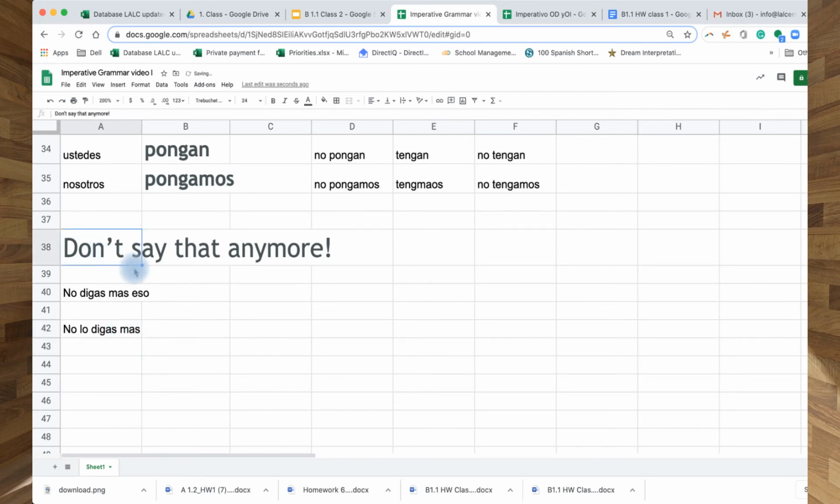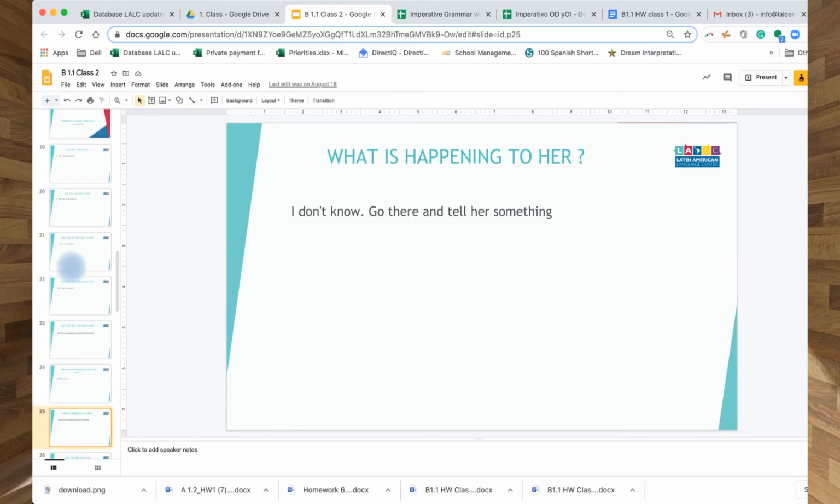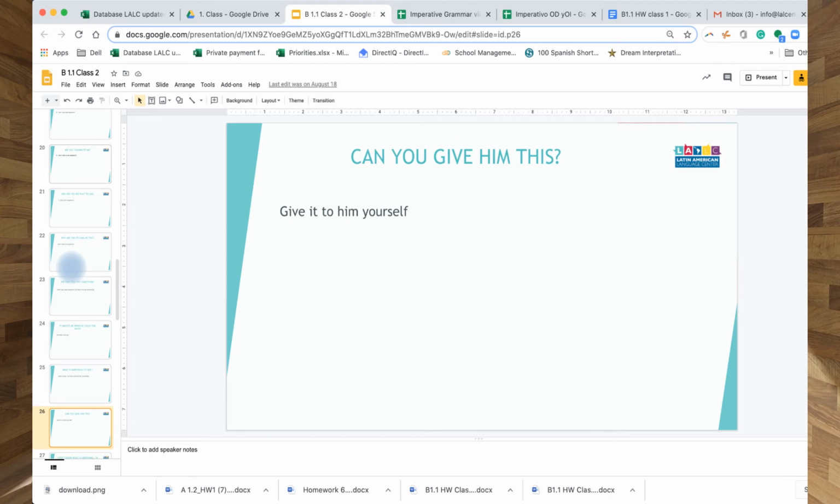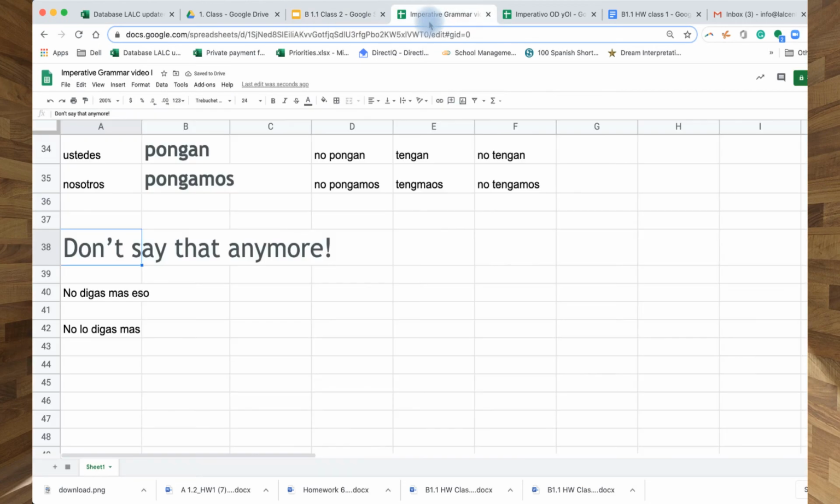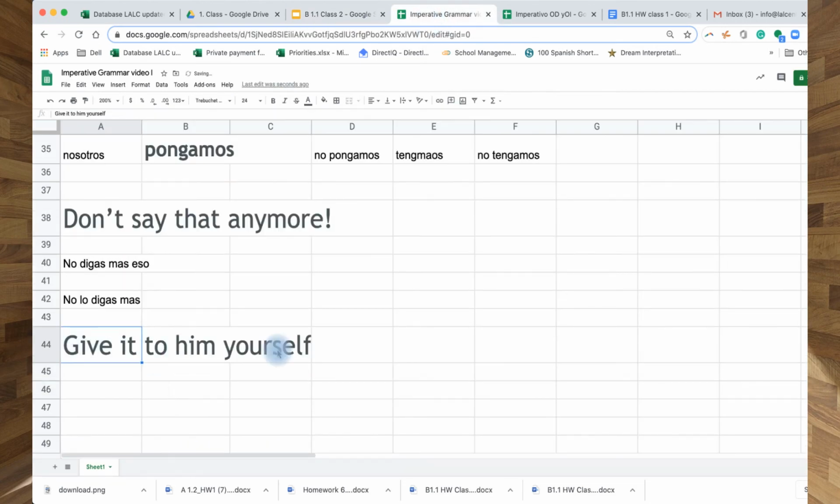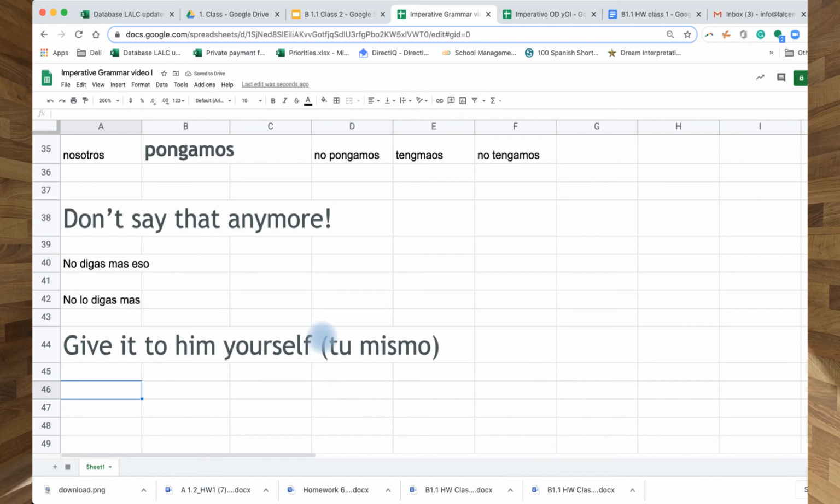You have other examples, but let's see. Don't talk to me anymore. And don't hurt me. Go there and tell her something. Give it to him yourself. Let's see this case. Yourself, if you want to know how you say it in Spanish, es tú mismo. So give it to him yourself means da eso a él tú mismo. And the way you make it shorter is dáselo tú mismo.